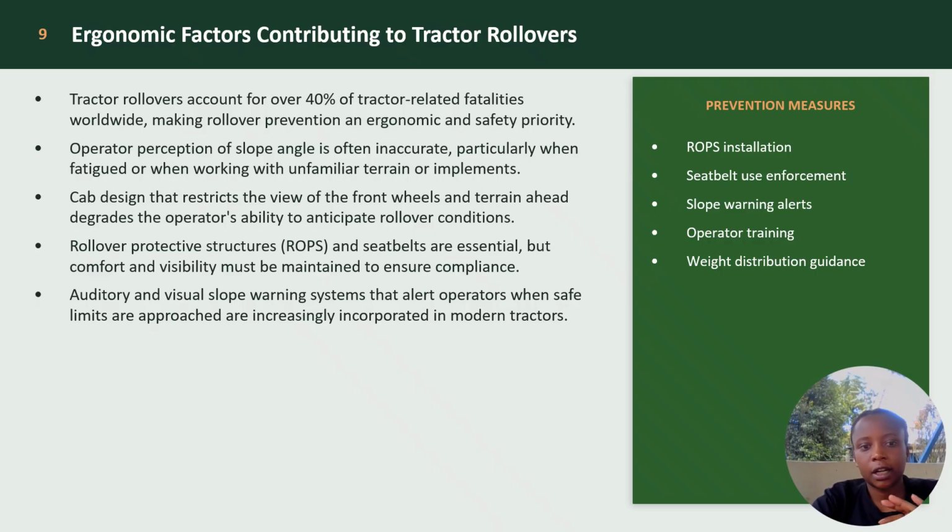There's an auditory and a visual slope warning system that alert the operator when the surface remains appropriate, increasingly incorporated in modern tractors. Here there are some prevention measures such as rollover protective structure installation, seat belt use and enforcement, slope warning alert, operator training, weight distribution guidance.